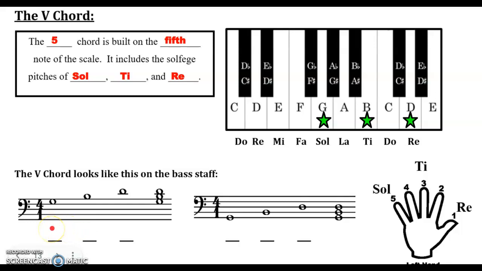The 5 chord looks like this in the bass staff. It can be played on space notes, so, ti, re, together. It could be played on line notes, so, ti, re, together. You guessed it. You use your left hand to play the 5 chord. Your 5th finger goes on so, 3rd finger on ti, 1st finger on re. So, ti, re.